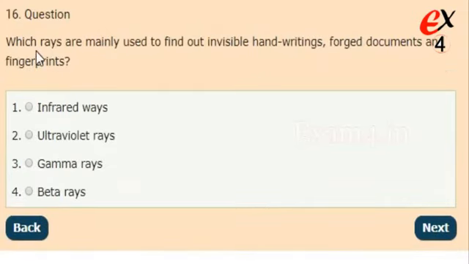Next. Which rays are mainly used to find out invisible handwritings, forged documents and fingerprints? Options: infrared rays, ultraviolet rays, gamma rays, beta rays. Answer is option 2, ultraviolet rays.